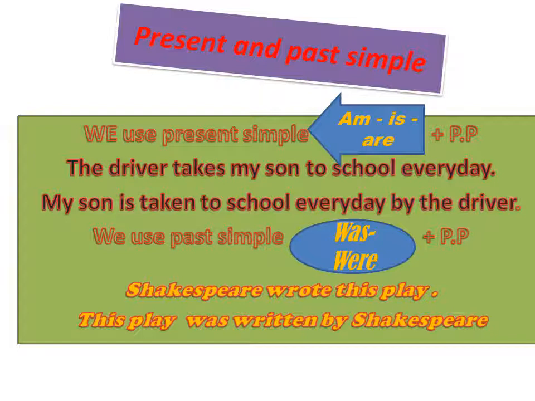The driver, the one who did the action. My son is the object. And actually, one thing we are going to add is was. The verb takes in the present simple, we're going to change it to the past participle form, taken. Then we're going to complete the sentence the same way in the past simple form. We use past simple, was or were, plus the past participle. Shakespeare wrote this play. So this play is the object. Was written by Shakespeare. Was because it's one play, and written the past participle form.